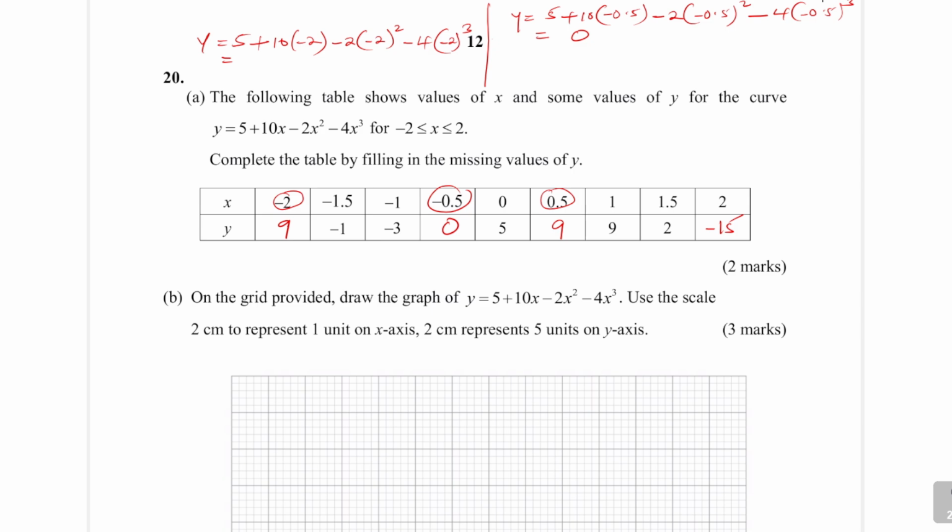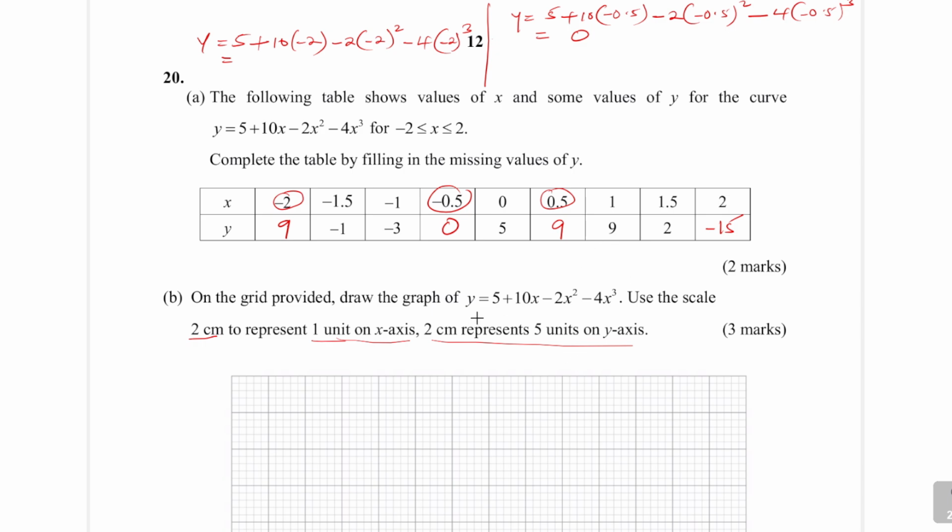Part B of the question: on the grid provided, draw the graph of y equals 5 plus 10x minus 2x squared minus 4x cubed. Use the scale, this is very important. You're supposed to use this scale: 2 centimeters to represent 1 unit on the x-axis, and 2 centimeters to represent 5 units on the y-axis. Strictly use the scale that is given.